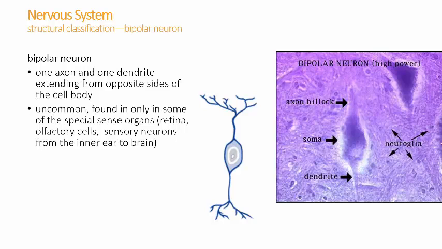And so here's an example of a bipolar neuron. Here's the cell body in this region. You have the dendrite extending in one direction, the axon hillock, and we can't see it in this image, but there would also be an axon extending from the axon hillock. And so that's a bipolar neuron.